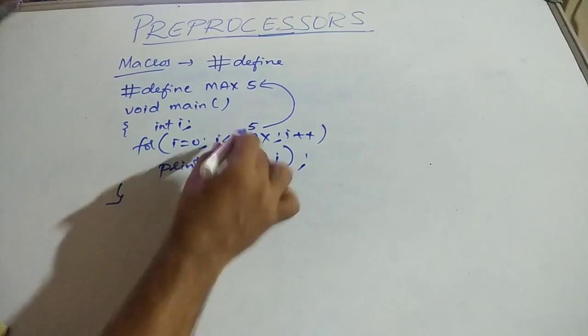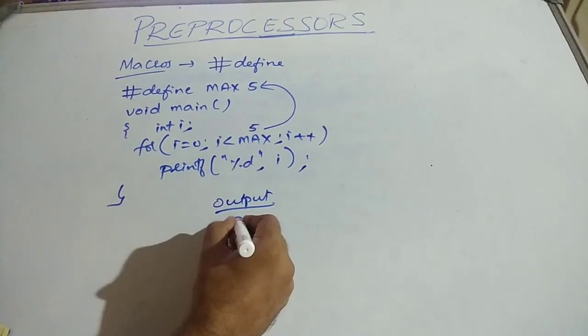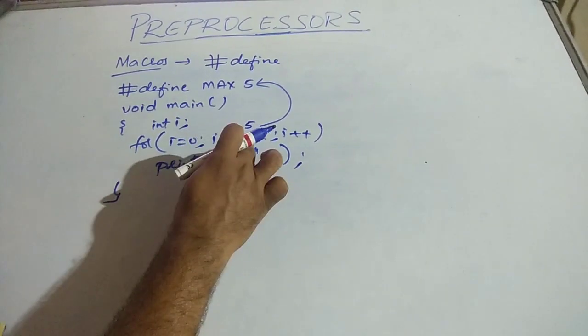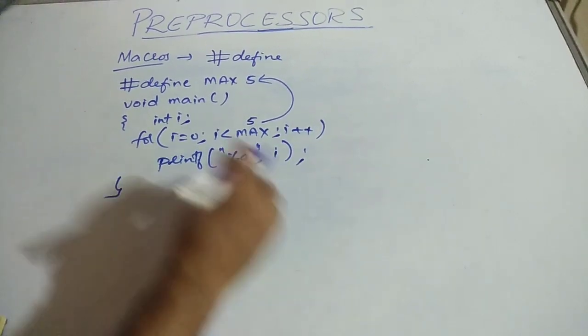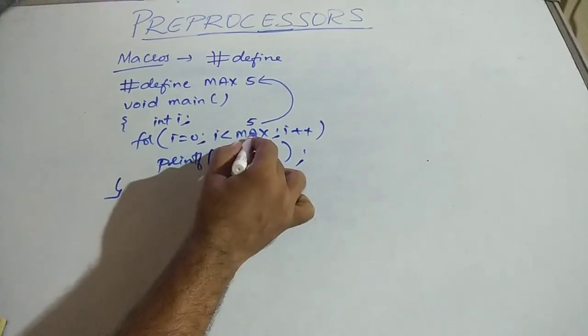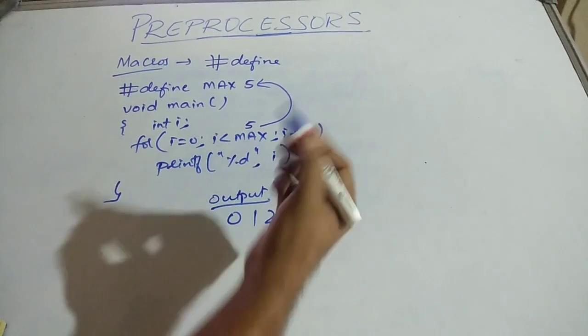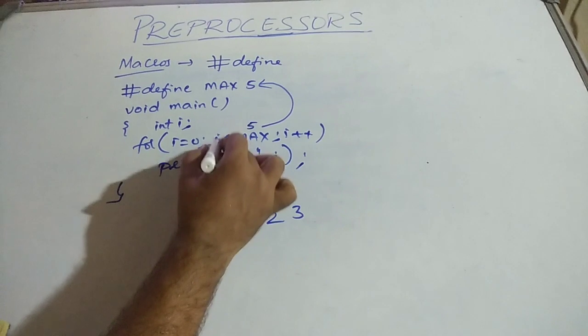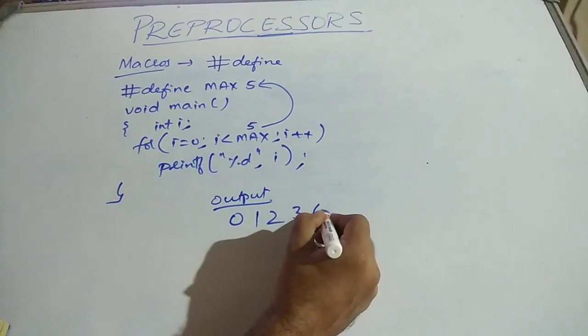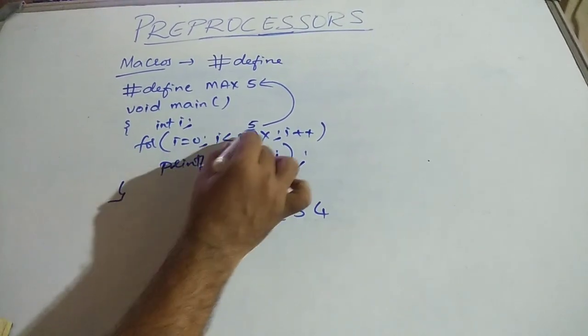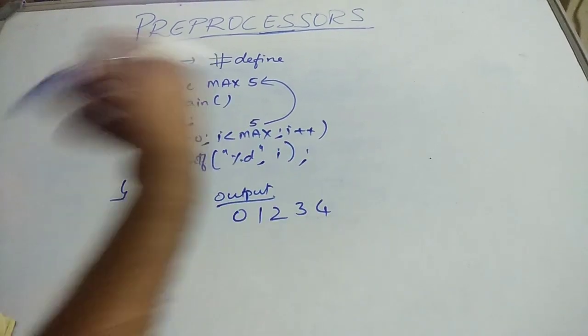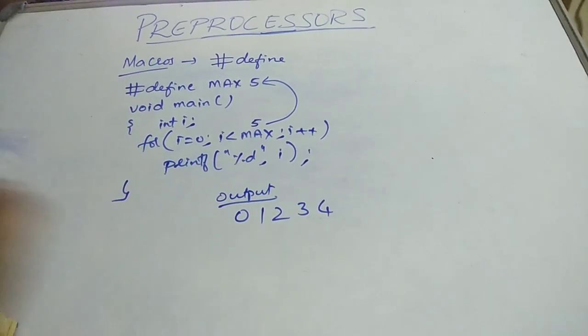First I is 0, 0 less than 5, condition is true, print 0. Next I becomes 1, 1 less than 5, condition is true, print 1. Next I becomes 2, 2 less than 5, condition is true, print 2. Next I becomes 3, 3 less than 5, condition is true, print 3. Next I becomes 4, 4 less than 5, condition is true, print 4. Next I becomes 5, 5 less than 5, condition becomes false and the program terminates. Is it clear, all of you?